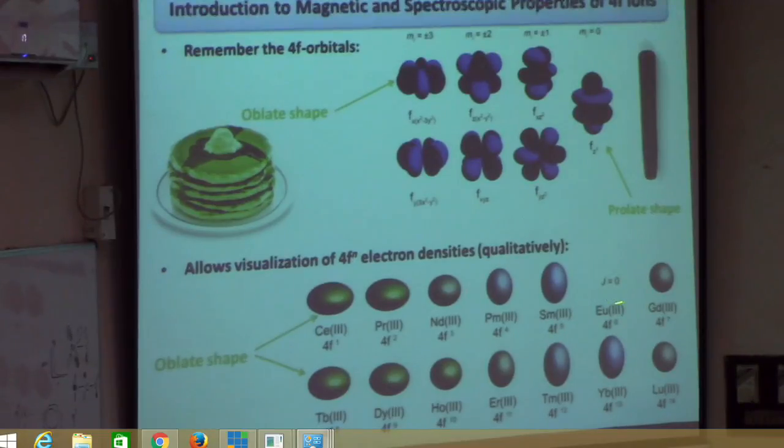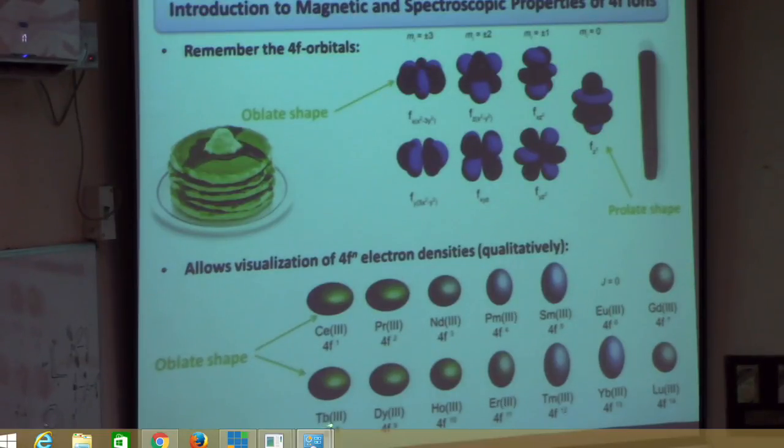Europium doesn't appear here because its ground state is said to be officially non-magnetic, J equals 0. Then you get to gadolinium, which is perfectly spherical, and then when you get to terbium, you've gone 1, 2, 3, 4, 5, 6, 7, now you're back to this one again. So the electron density of that configuration, if you like, is determined by the imbalance in the population.